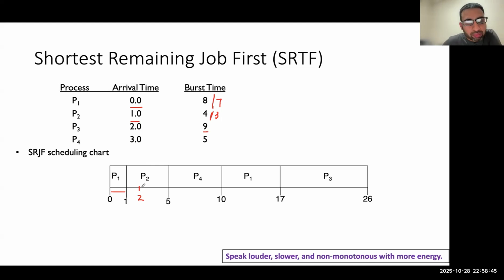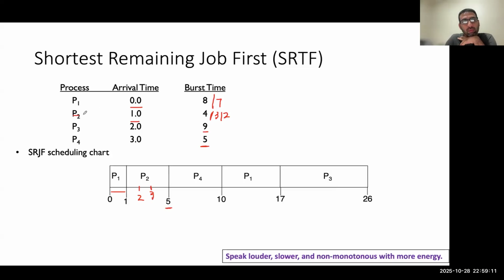So it continues, and at time 3, P4 arrives, right? What is the remaining burst time of P2 at time 3? It is 2 time units. What is the burst time of P4? It is 5. 5 is greater than 2, so we allow P2 to continue. So P2 continues, and finally it finishes, after executing for 4 time units, at time 5.